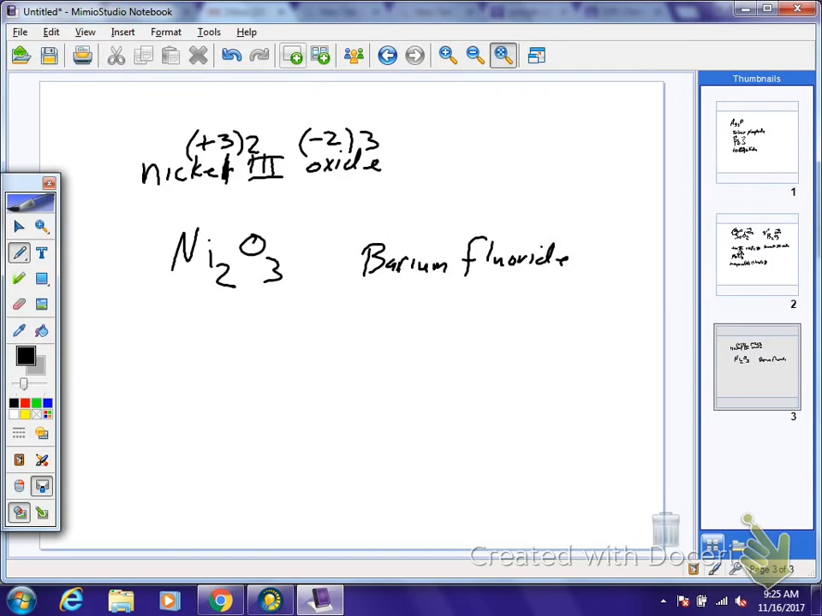Okay, so barium fluoride. Barium plus 2 only, and fluorine's a minus 1. So that formula should be BaF2. Okay, kind of getting the hang of it here, seeing how it goes.